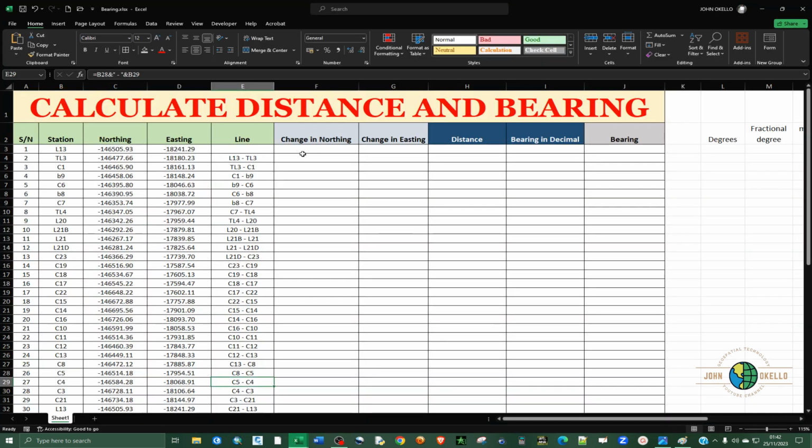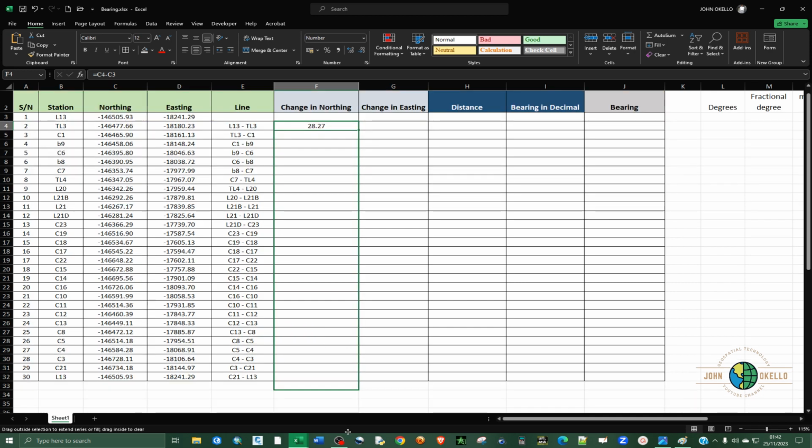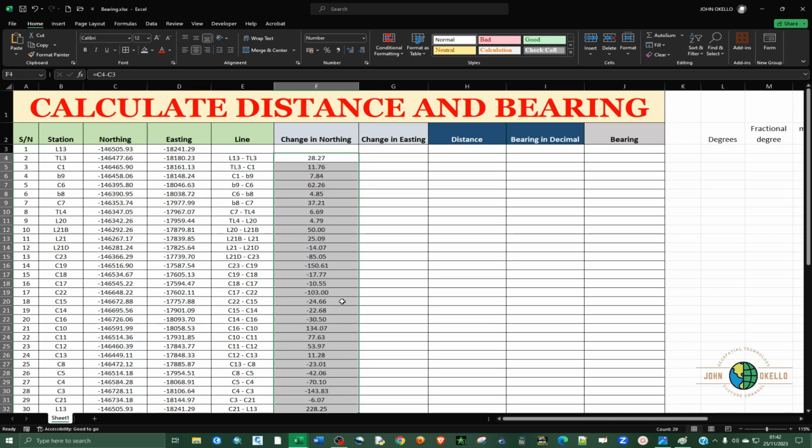So we are here. We are saying that the change in northing at this particular line is equivalent to northing of TL3 minus northing of L13. So write a formula equals northing of TL3 minus northing of L13, like that, then click enter. Copy the formula again, use the same tactic, place the cursor and then drag down, and we have the change in northing for all these stations.